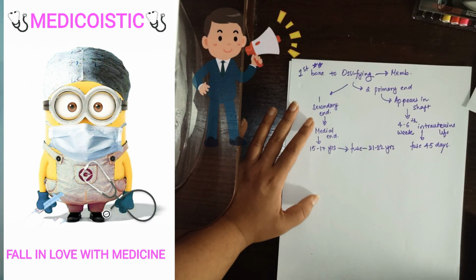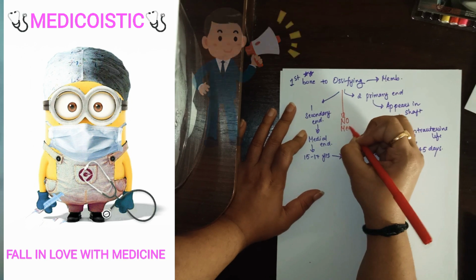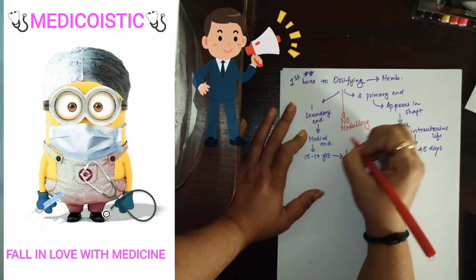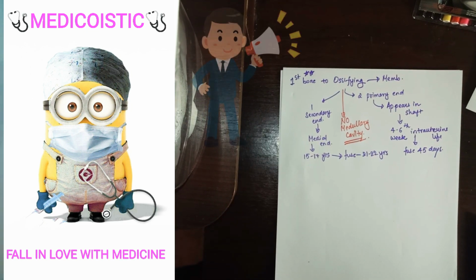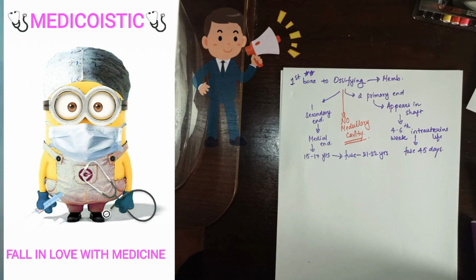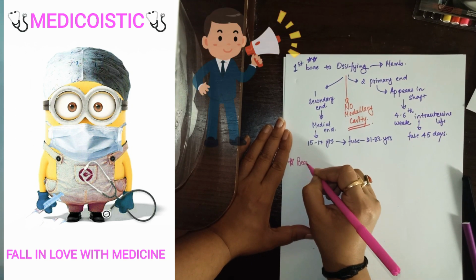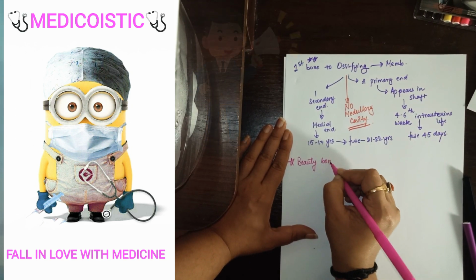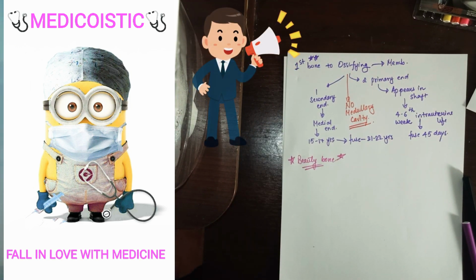And the most important thing, it has no medullary cavity. It has no medullary cavity. Okay, and this bone is also known as the beauty bone. It's also an important point related to the clavicle. Now it's time for the MCQs.